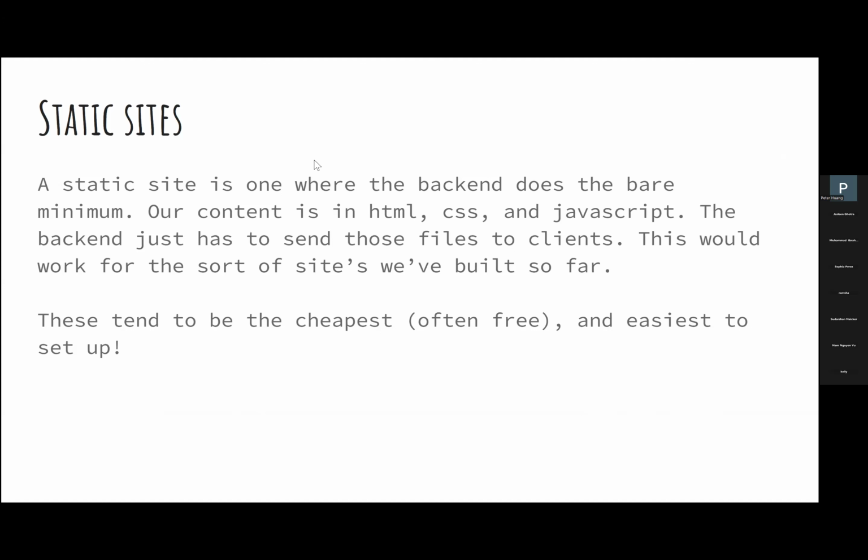The first one we'll be looking at is a static site. Static sites are the ones where the backend only does the bare minimum. The primary content is going to be in the HTML, CSS, and JavaScript, and all the backend has to do is send those files to the client. This is what we've built so far, because the backend in this regard is done automatically. Right now other users might not be able to see what you have done, but if you start hosting a website, then the backend simply sends those files to the client. These tend to be the cheapest to make and easiest to set up.